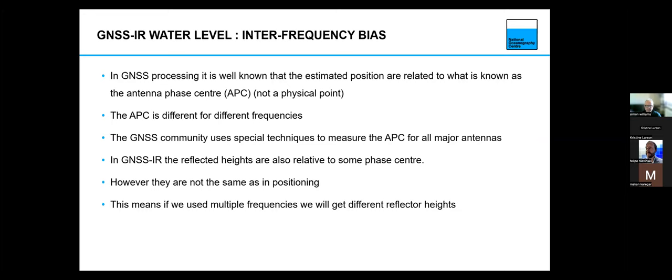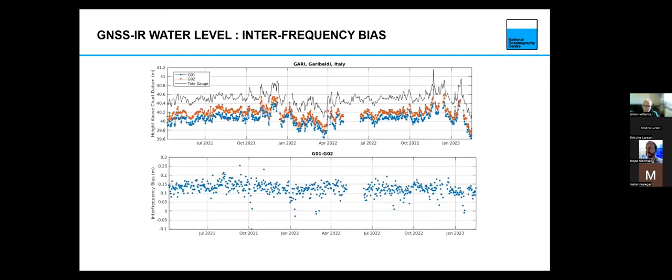So in GNSS-IR, the reflector heights are also relative to some phase center. However, it's probably not the same as in positioning. This means if we use multiple frequencies, we'll get different reflector heights. So this is an example for a site, Garibaldi in Italy. The black line is a tide gauge offset from there. And what I've got there is just the GPS L1 and GPS L2 signals. They were processed separately, and we can see that while they follow the tide gauge, there is a bias between the two. That bias in this case, for this antenna, is around 15 centimeters.